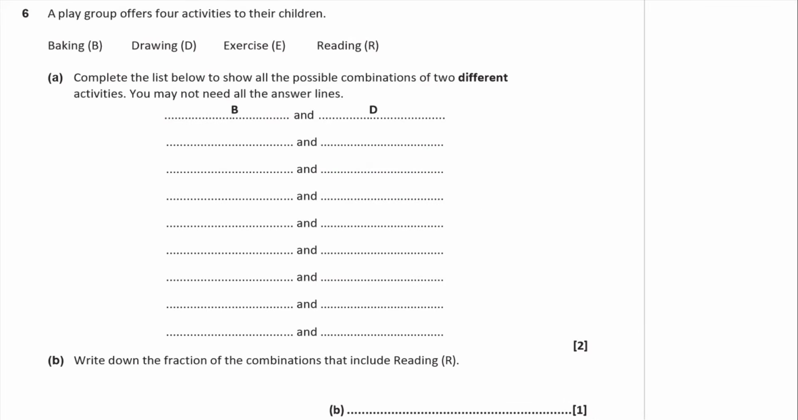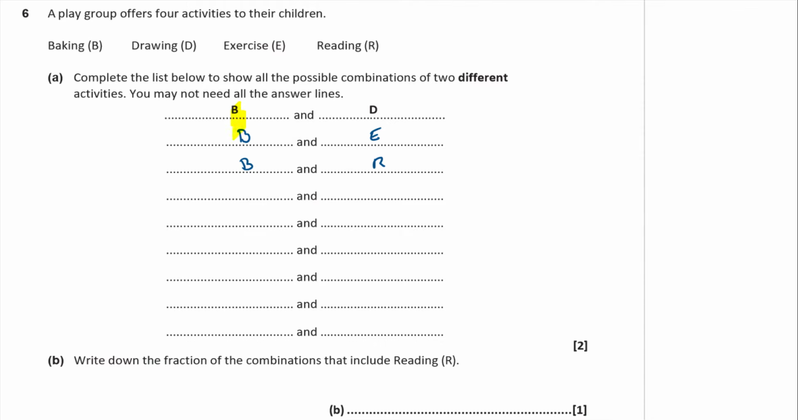Question 6. A playgroup offers 4 activities to their children. We've got baking, drawing, exercise, and reading. Complete the list below to show all the possible combinations of 2 different activities. You may not need all the answer lines. Okay, so we can't have baking baking because that's the same activity twice. They need to be different. So we can have baking drawing. We've got baking exercise, and we've got baking reading.